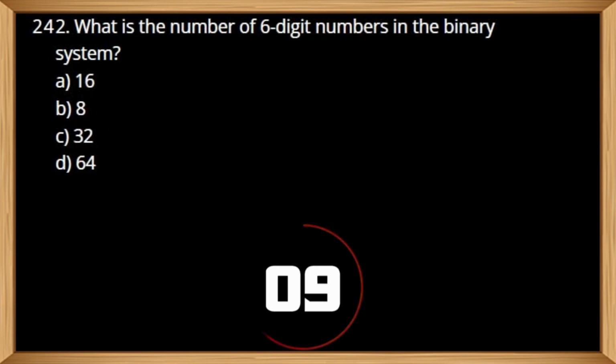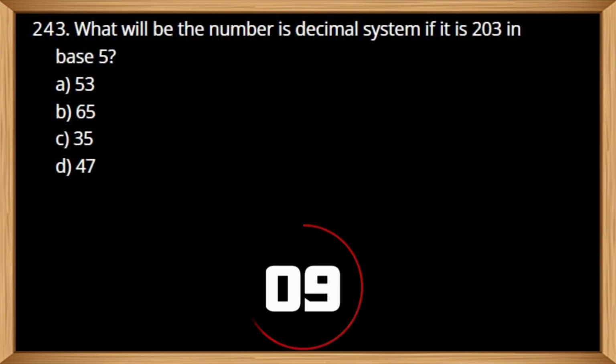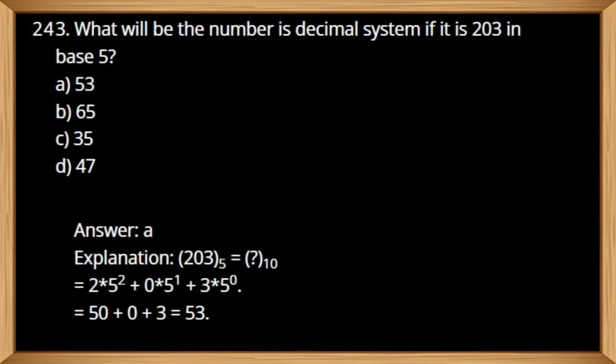What is the number of 6-digit numbers in the binary system? Option C, 32. What will be the number in the decimal system if it is 203 in base 5? Option A, 53.